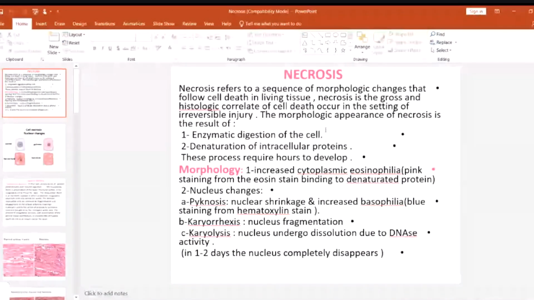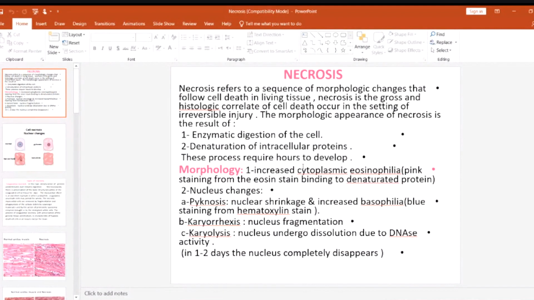So the morphological appearance of necrosis is the result of enzymatic digestion of the cell. You remember autolysis and heterolysis and denaturation of the intracellular protein. So enzymatic digestion of the cells and denaturation of the protein are responsible for all the morphological changes that we will see in necrosis. So necrosis is the end stage of cell injury, or the irreversible state.